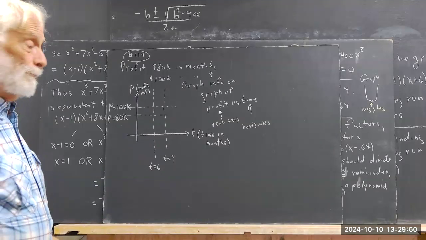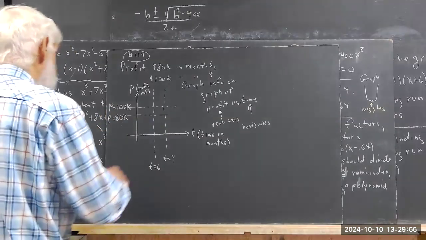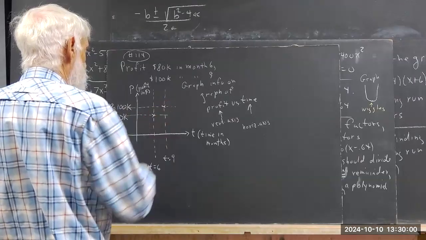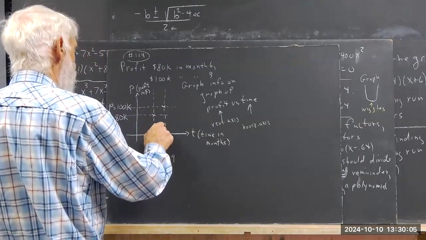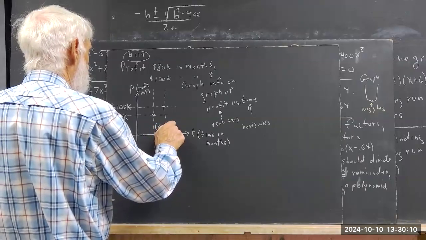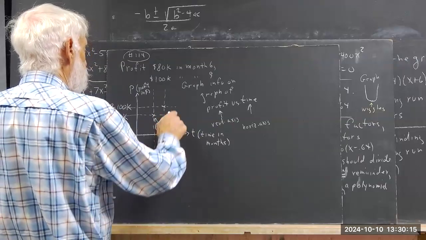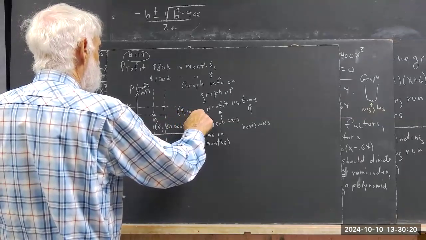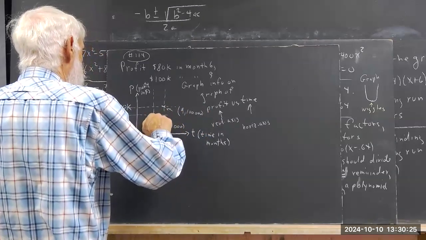Okay, so there it is. Well, that gives us 2 points. So this point is $680,000. This point is 900,000. Now you've got a straight line.